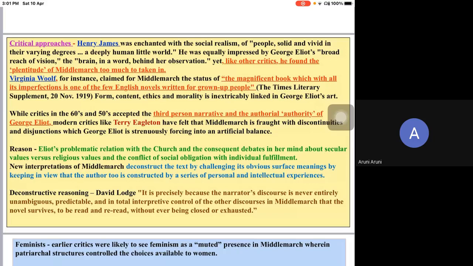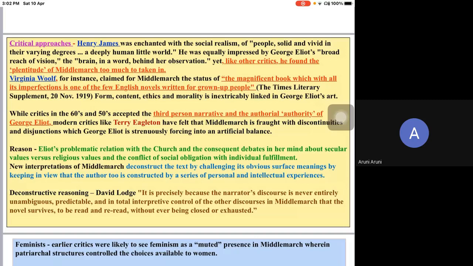So the author is not in full control of the way in which this can be interpreted, right? As time passes, more and more interpretations can come in. So the narrator's discourse is not absolute, unambiguous and predictable. There are ways in which this can be interpreted. And the author is not even trying for total interpretive control over what is happening in Middlemarch. And it is precisely because of this that the novel survives to be read and reread without ever being closed or exhausted, because each time we read it, we can find new meanings in it.